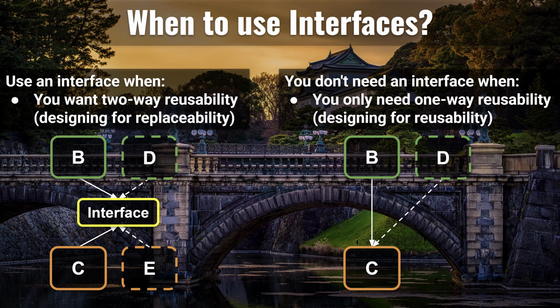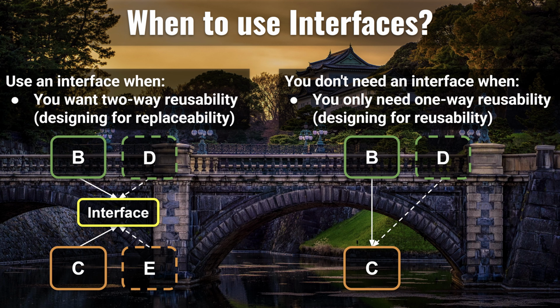By the way, if you are using a programming language such as Java or C# that has the concept of interfaces, you might be wondering when to use an interface and when not. My personal rule of thumb is this. If I am designing for replaceability, for two-way reusability in other words, I use an interface. In the example on the left, B references an interface which C and E implement. B can thus be reused with any implementation of that interface.